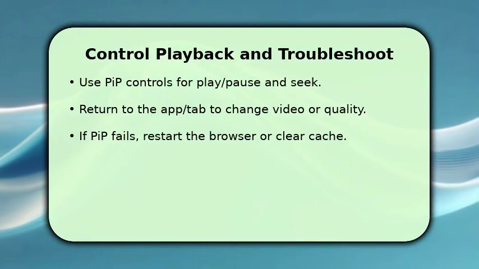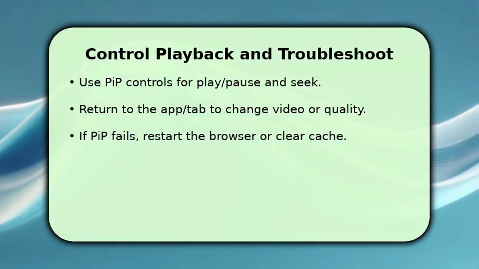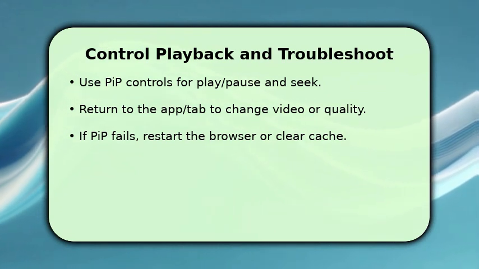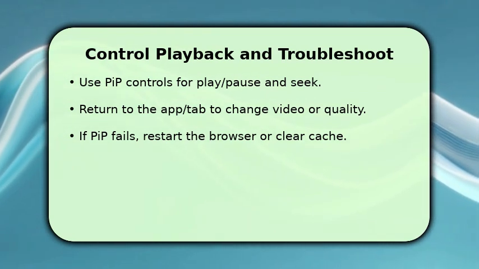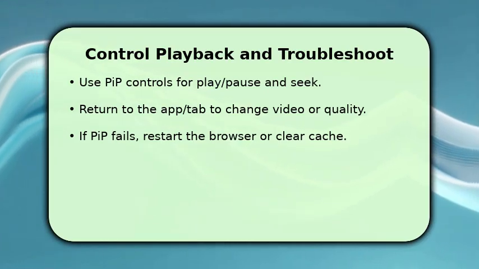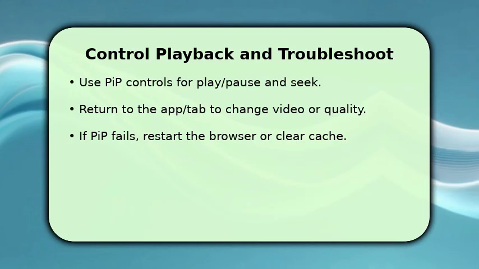To finish, use the PiP window's simple controls to pause, seek, or return to the full tab when you need more options. If you want a different video or higher quality, go back to the YouTube tab and change the source. The pop-up will update or close depending on platform rules.